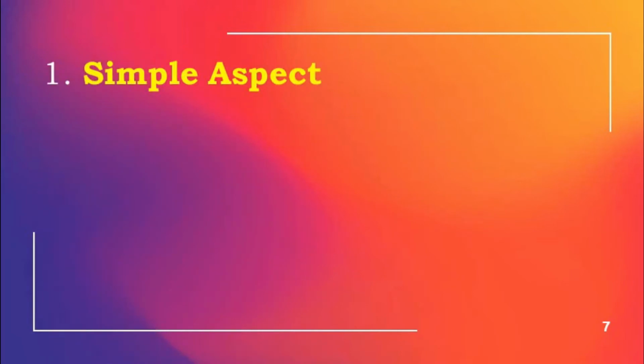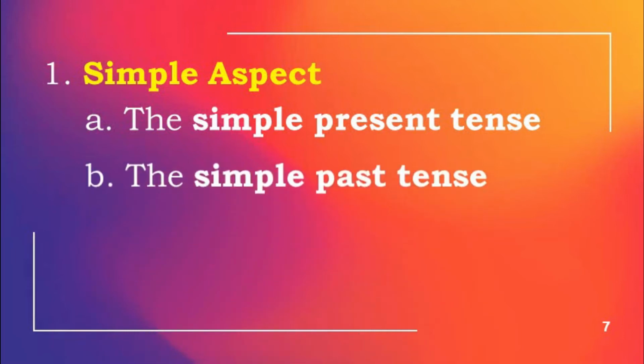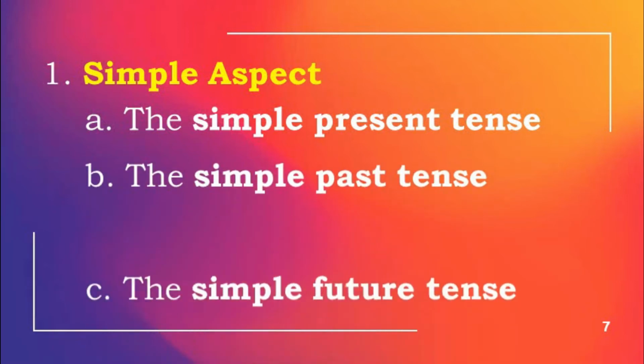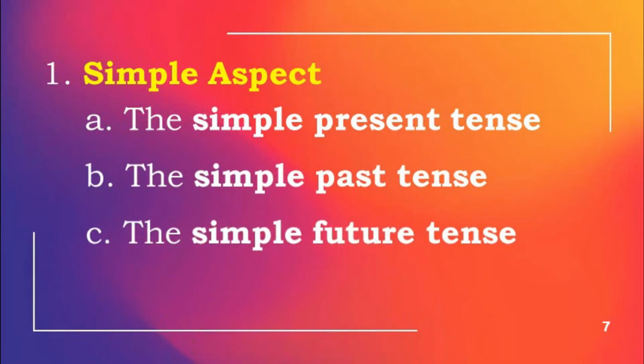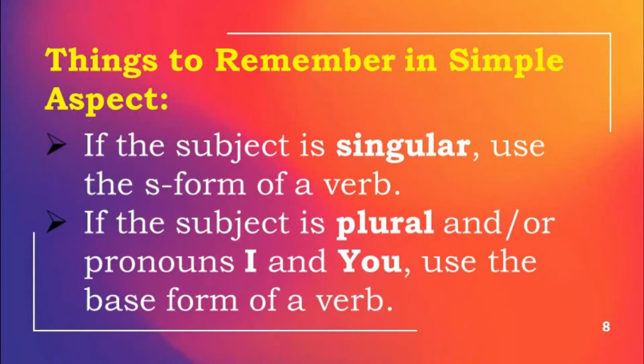Let's have the simple aspect. Under simple aspect, we have the simple present tense, the simple past tense, and the simple future tense. Things to remember in simple aspect. If the subject is singular, use the S form of a verb. If the subject is plural and or pronouns I and you, use the base form of a verb.